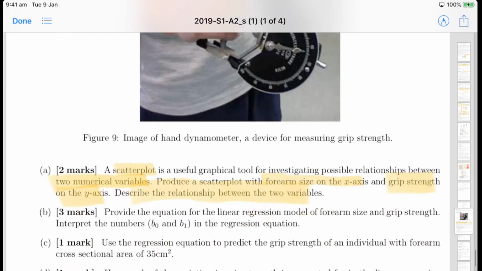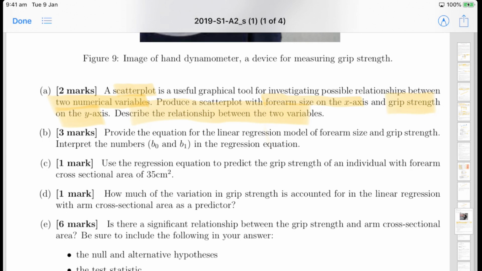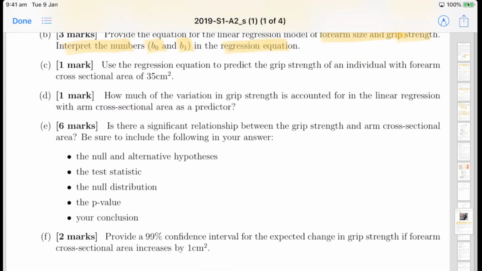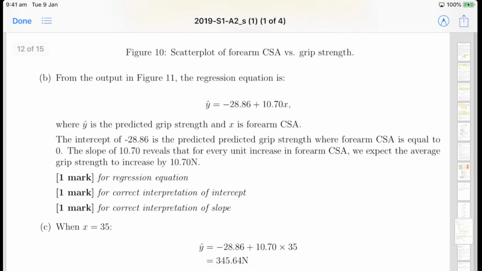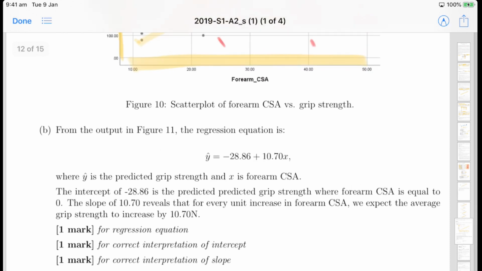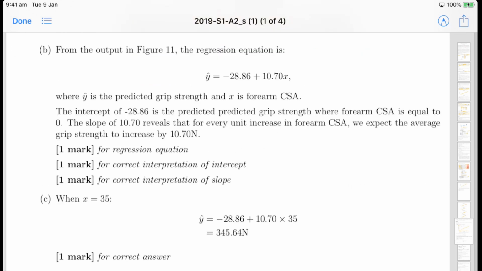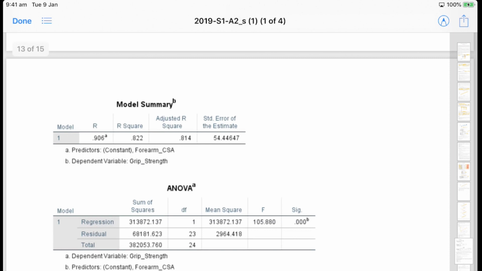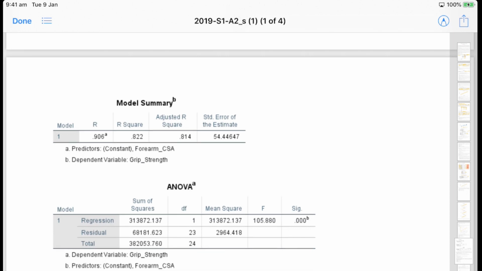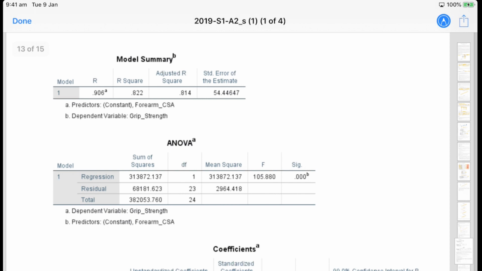What is the second one? Provide the equation for the linear regression model for forearm size and grip strength, and then interpret the numbers B0 and B1 in the regression equation. If we want to interpret the results, well, first of all, we need to carry out one SPSS analysis, which will give us these tables in here.